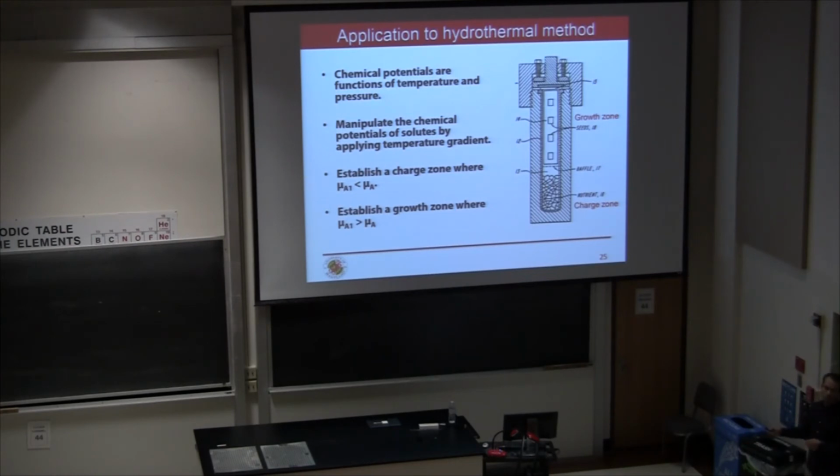this condition is met where A will dissolve into B, and then you have your growth zone with your seed crystals, which is higher up, which you set at a different temperature so that this condition is met where A will precipitate out of solution into the seed crystals. So this is exactly how quartz is grown, where you set up a thermal gradient where the chemical potentials for the different things are different, which allows for dissolution in one zone and then precipitation in another, where you can actually grow large single crystals.